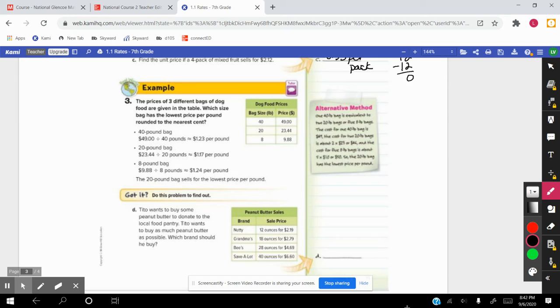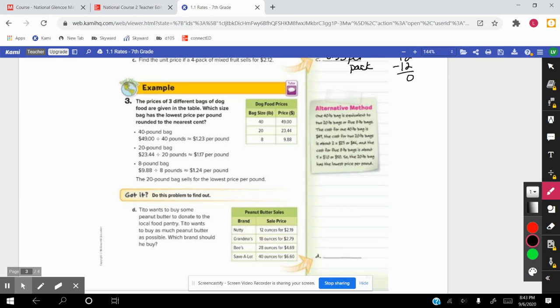So for the 40-pound bag, you take $49 divided by 40 pounds, that's about $1.23 per pound. Then you take the 20-pound bag, which is $23.44 divided by 20 pounds, that's about $1.17 per pound. And then you have an 8-pound bag. $9.88 divided by 8 pounds is about $1.24 per pound. The 20-pound bag sells for the lowest price per pound.